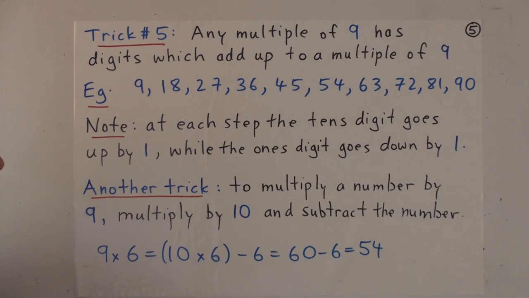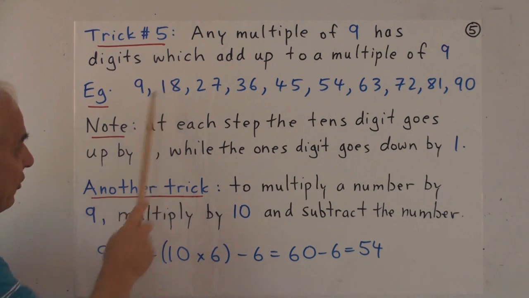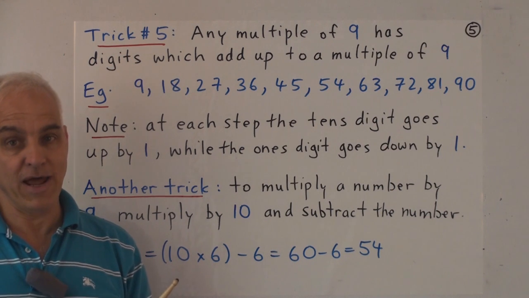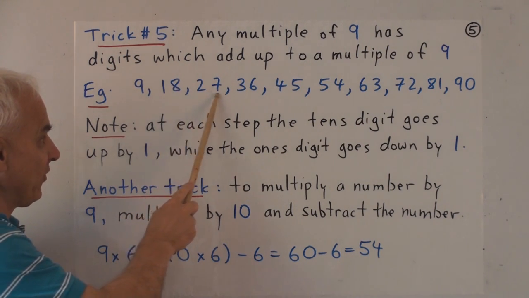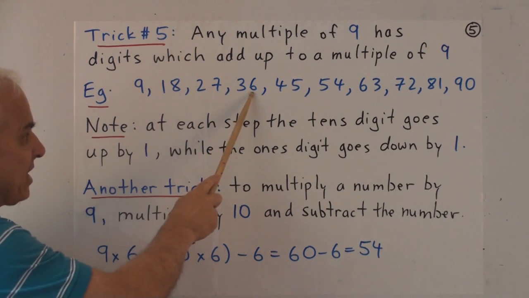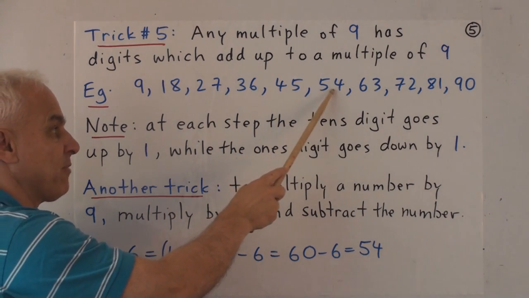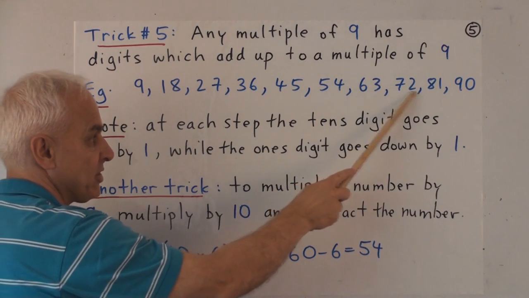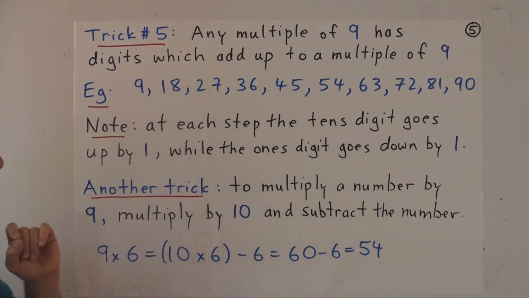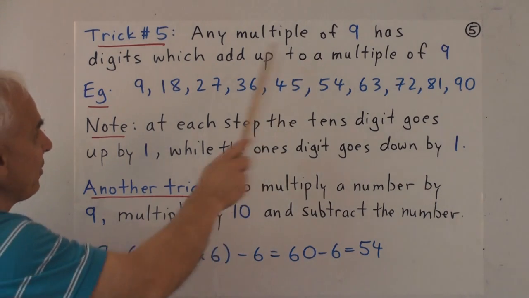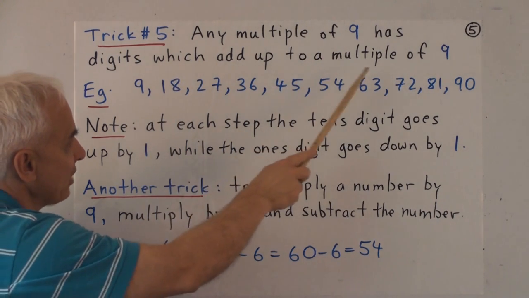And if you look at these numbers, I hope you see some patterns. First of all, the digits all add up to 9. 1 plus 8 adds up to 9. 2 plus 7 is 9. 3 plus 6 is 9. 4 plus 5 is 9. 5 plus 4, 6 plus 3, 7 plus 2, 8 plus 1, 9 plus 0. They all add up to 9. So any multiple of 9 has digits which add up to a multiple of 9.